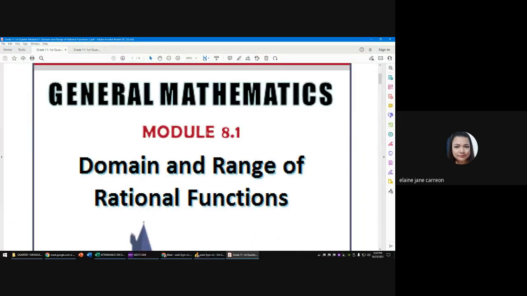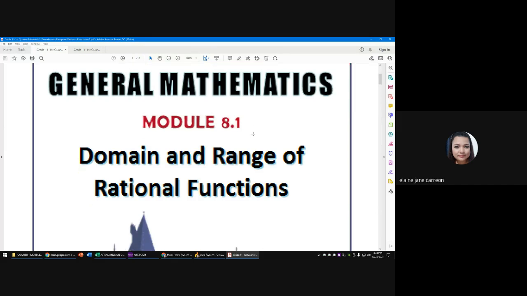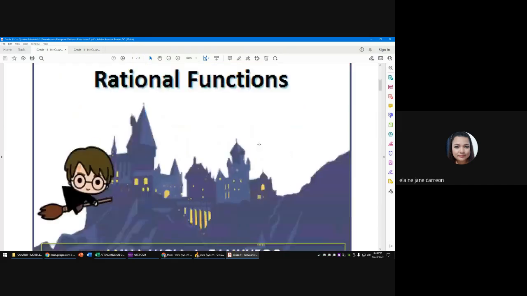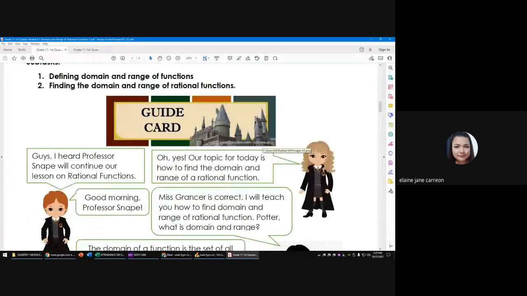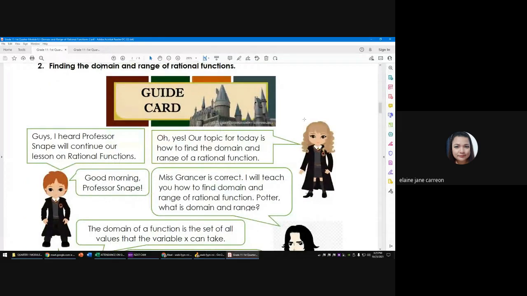We're going to discuss today module 8.1, which is entitled Domain and Range of Rational Functions. After this module, you're expected to find the domain and range of rational functions. For your subtasks, you are expected to define the domain and the range of a function, and to find the domain and the range of rational functions. We are going to discuss first the guide card.